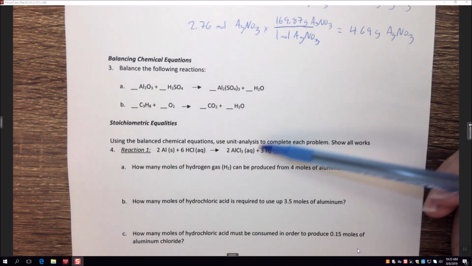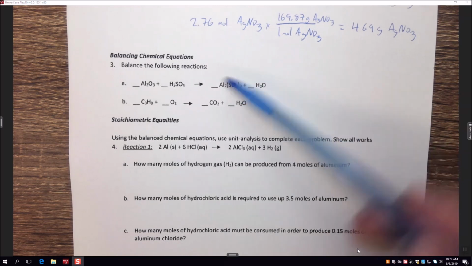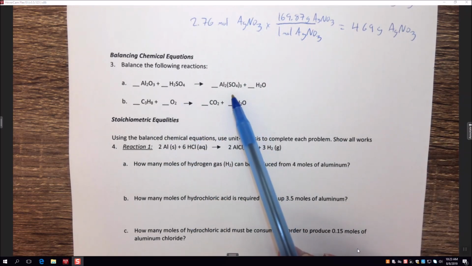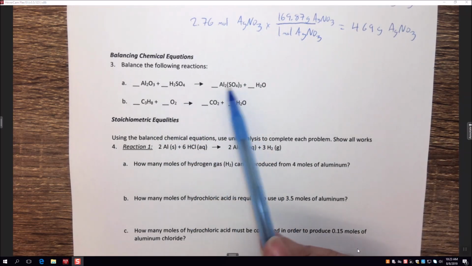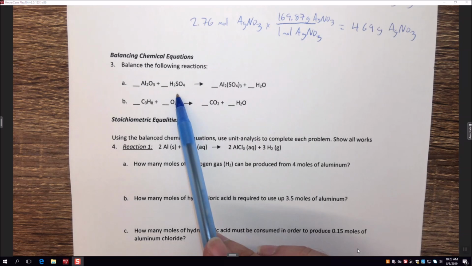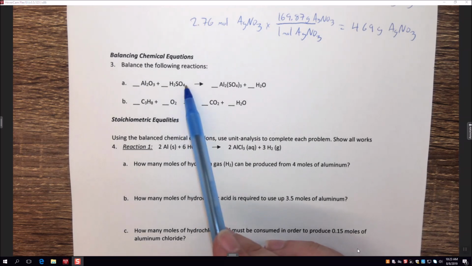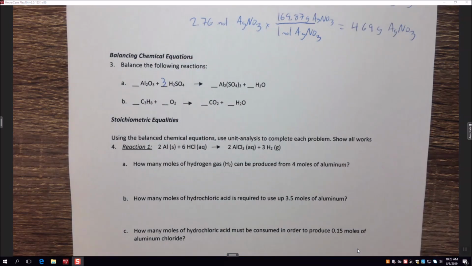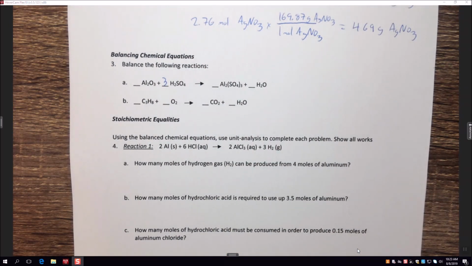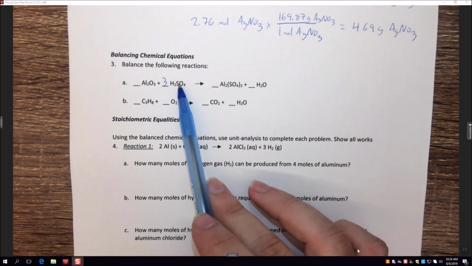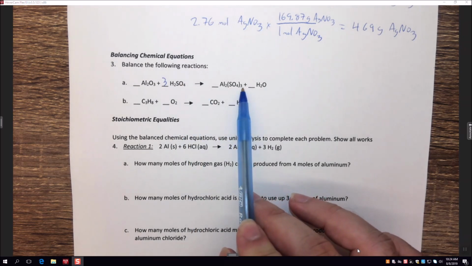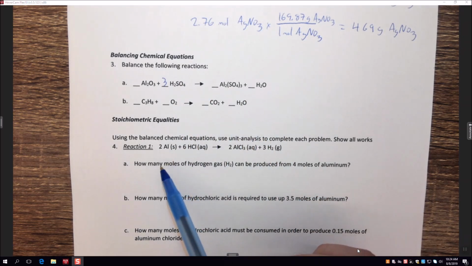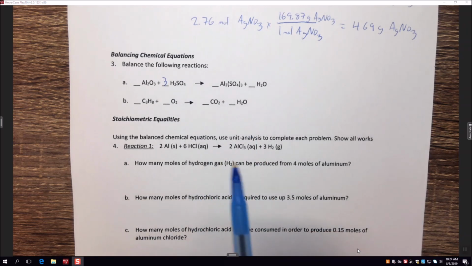Whenever I'm balancing these equations, I like to start with my polyatomic ions because normally they're the easiest to keep track of. So on the right side of my equation, I have (SO4)3, so I have 3 SO4s. On the left side of my equation, I have 1 SO4. So in order to get 3 SO4s, I need to put a 3 in front of my H2SO4. So now I have 3 SO4s here and 3 SO4s here. Next, I like to check my metals and things like that.